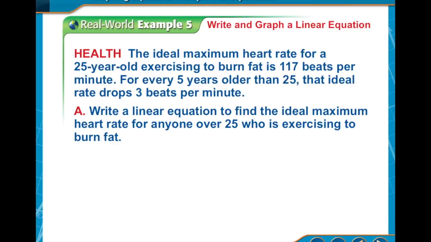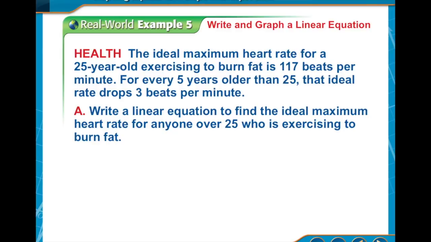So we see for every 5 years older than 25 that you are, the ideal rate drops 3 beats per minute, okay? Because your heart should be a little bit slower as you get older. Your body isn't working as hard. You're not as active, so it should be a little bit less.